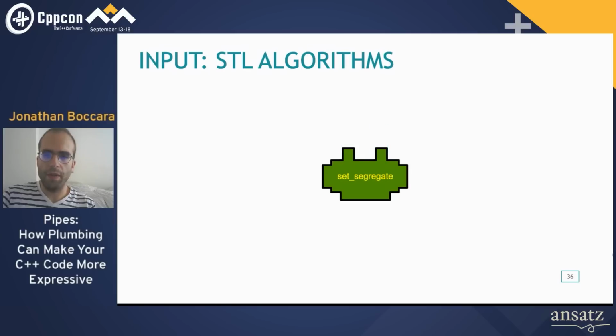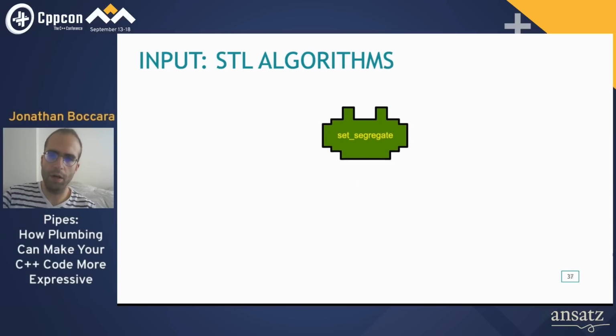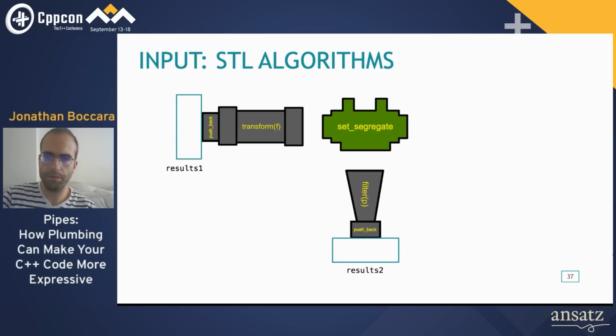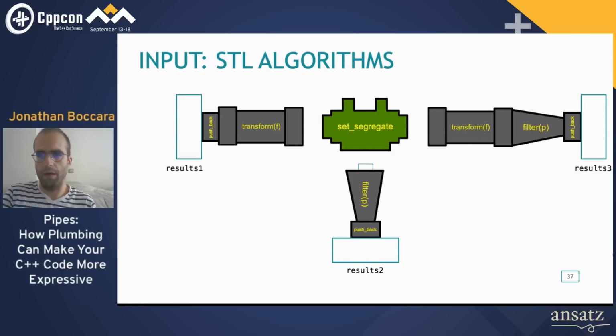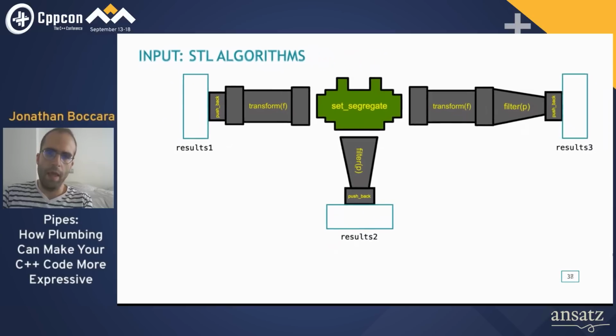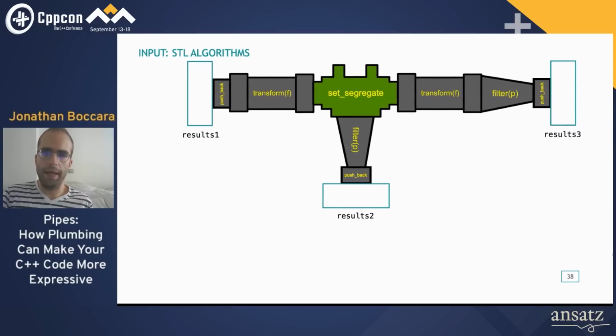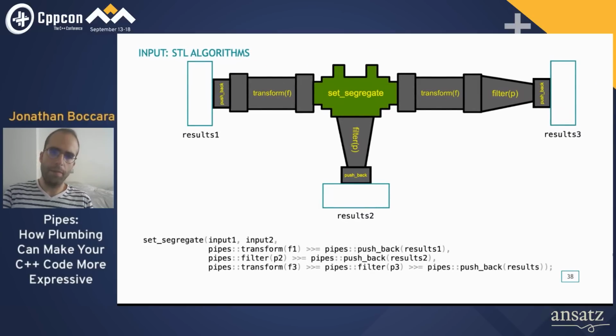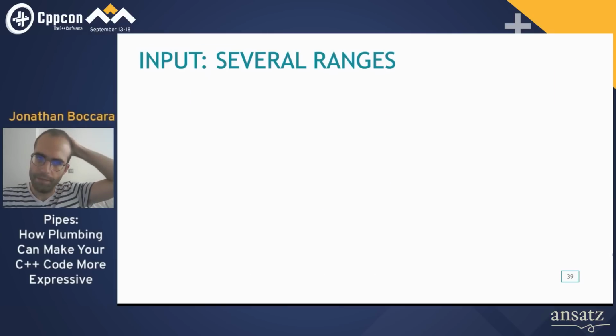So set segregate would have three output iterators that we can branch to three pipelines of any shape and form, and we can build a quite elaborate pipeline with just a few lines of code that again mimic the drawing. So I think this is a great advantage of the push model.